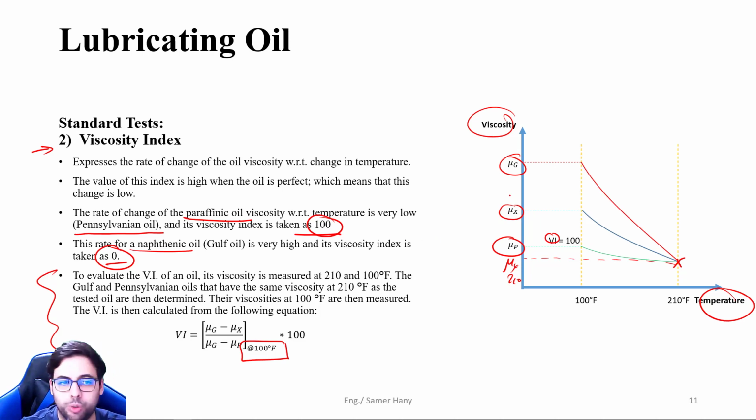And then we want to measure relative to these two oils where our X oil lies, from 0% here, the 0 viscosity index, to the 100.